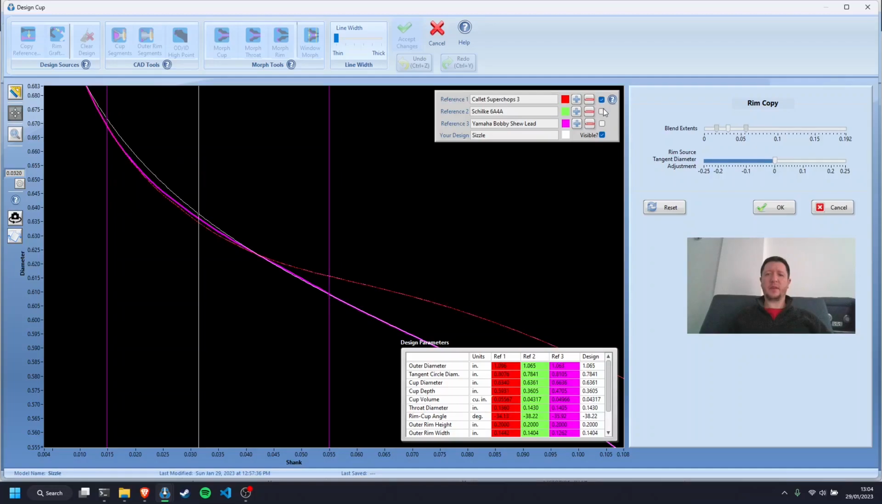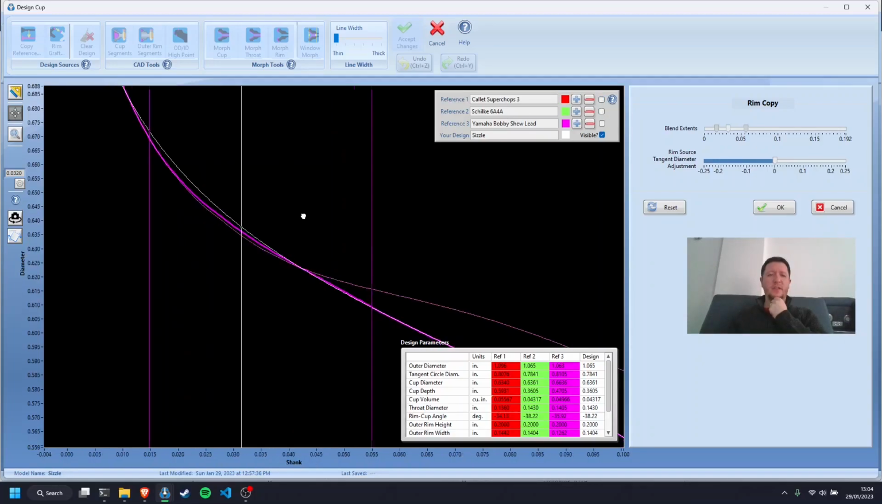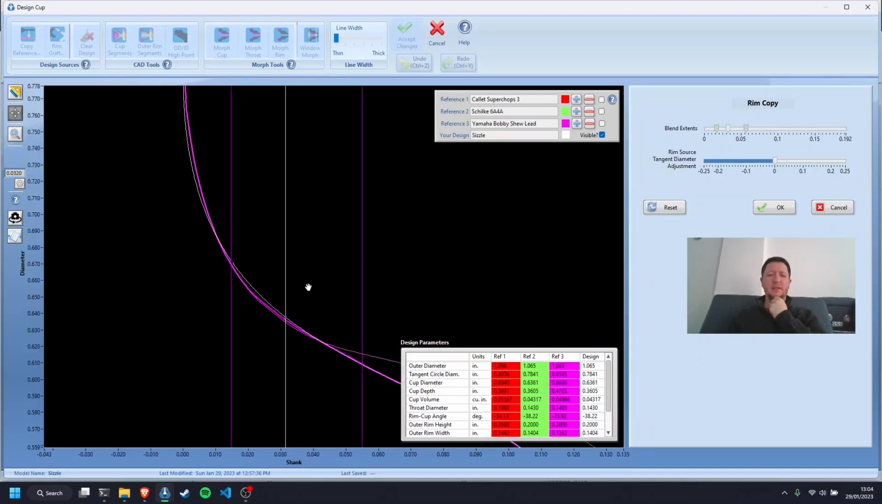That's not going to appear, is it? Yeah, we had this crossover of the two mouthpieces, where the cup meets the rim, the crossover there. And what we can do with these lines.